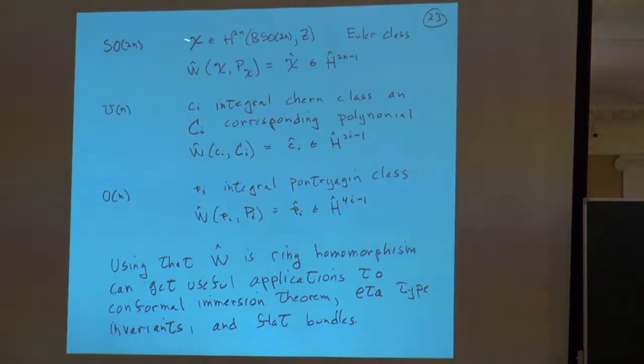So we've already seen an SO(2n). We have the Euler class, the integral Euler class together with this form, and this goes into that chi hat, which I already defined. We can take the unitary group and look at the Chern classes. We have to make sure that they're integral classes. And here's the big C, the Chern polynomial. And again, we get a differential character corresponding to each of the actual integral Chern classes.